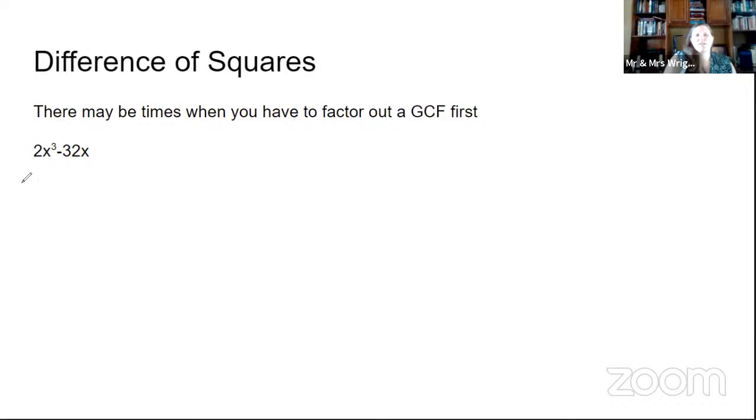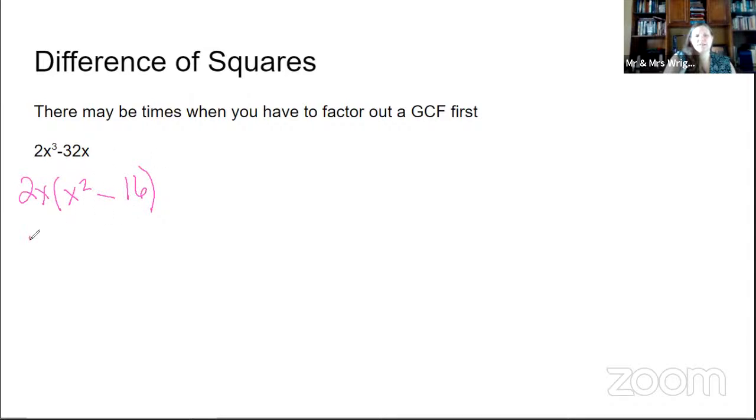I know that I can take a 2x out of both of those terms. So 2x cubed divided by 2x, all I'm going to be left with is x squared. Okay, my minus is going to stay there. 32x divided by 2x, 32 divided by 2 is 16, and the x is going to go away. So I already know what x squared minus 16 is.